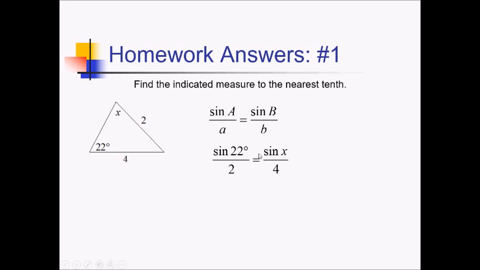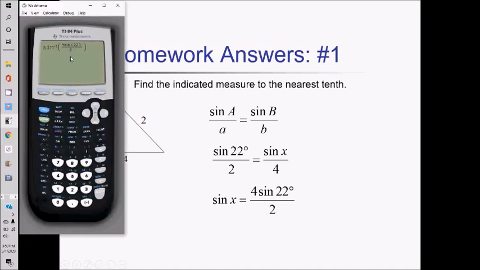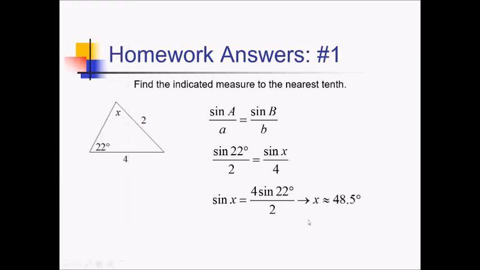So now to get sine of x by itself, which is the first step in this process, we have to multiply 4 to the other side. So we have sine of x equaling 4 sine of 22 degrees over 2. And now I just need to take the inverse sine of both sides to get x. So here I am on my calculator. To get this, I've done second sine, that gave me sine inverse, and then I did alpha y equals n over d to get my fancy fraction mode here. And pressing enter, we get 48.5, and that's going to be in degrees.